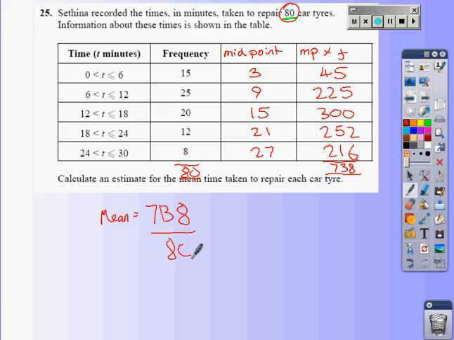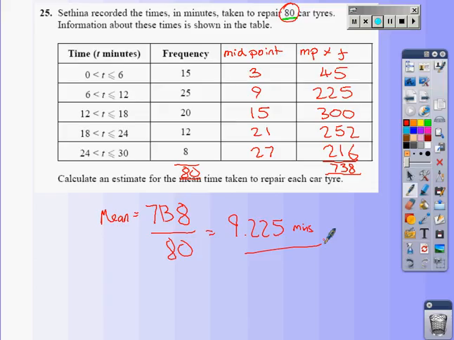So it's 738 divided by 80, whack it into your calculator, and we get 9.225 minutes. There we go. A lot to take in there, so do read back over that again, listen to it again if you need to.